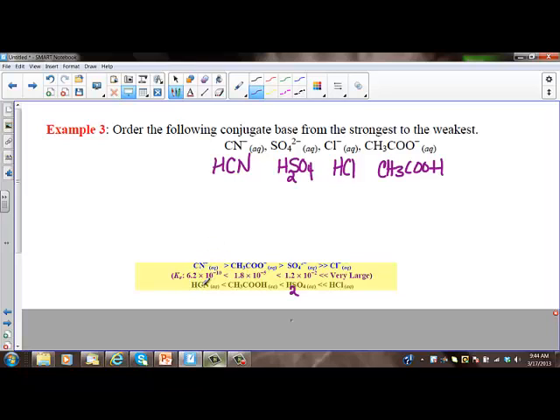So when you look up the Ka values, you get 6.2 times 10 to the negative 10, 1.8 times 10 to the negative 5, 1.2. So we're going from, remember, strong acids have a weak base. So we're going from the strongest base to the weakest base, which means that we're going from the weakest acid to the strongest acid. And that's what they did here.